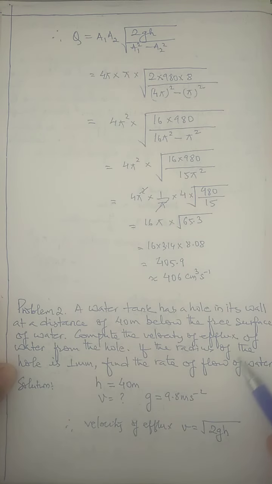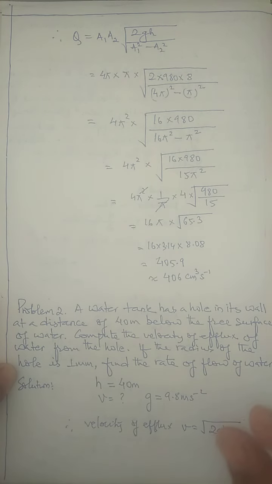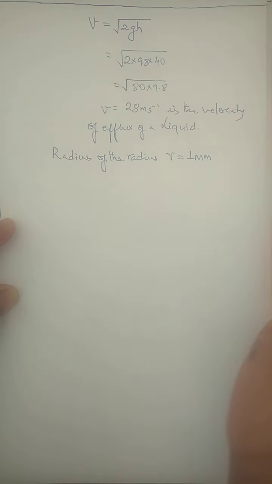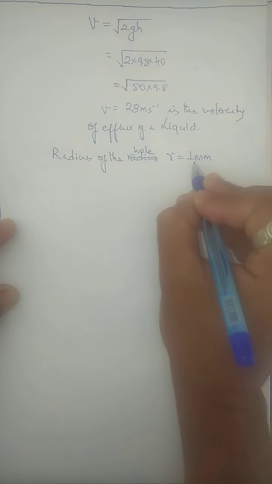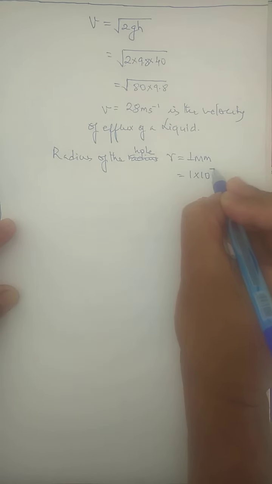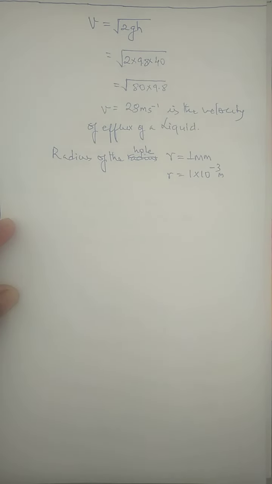The hole which has a radius of 1 millimeter is a circular hole, and we know the area of a circle is pi r square. So we use the formula pi r square to calculate the area of the hole. The radius of the hole r equals 1 millimeter. I convert it into meters. 1 millimeter means 10 to the power minus 3 meter. So the radius of the hole is 1 into 10 to the minus 3 meter.